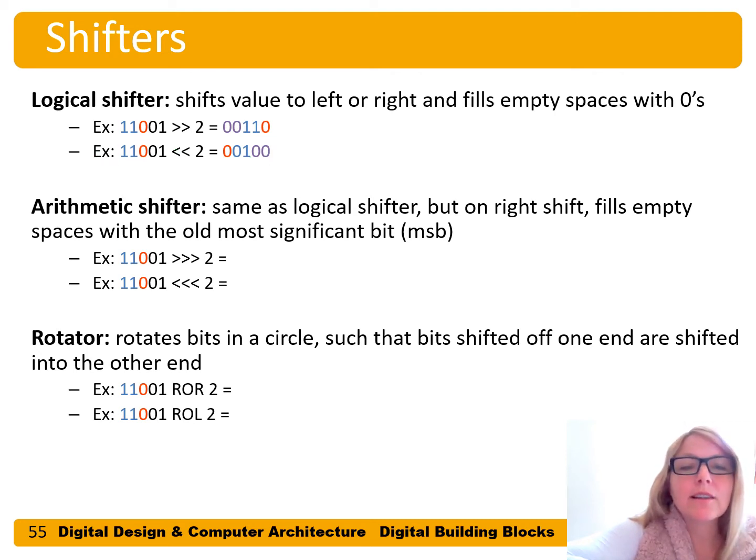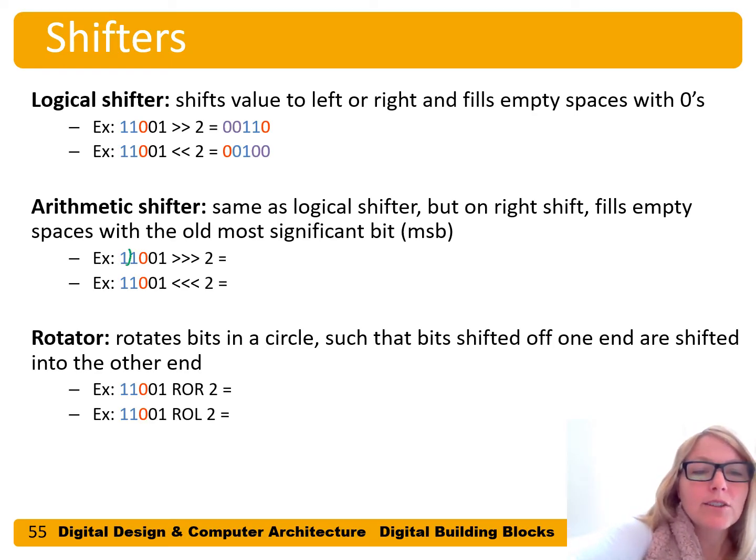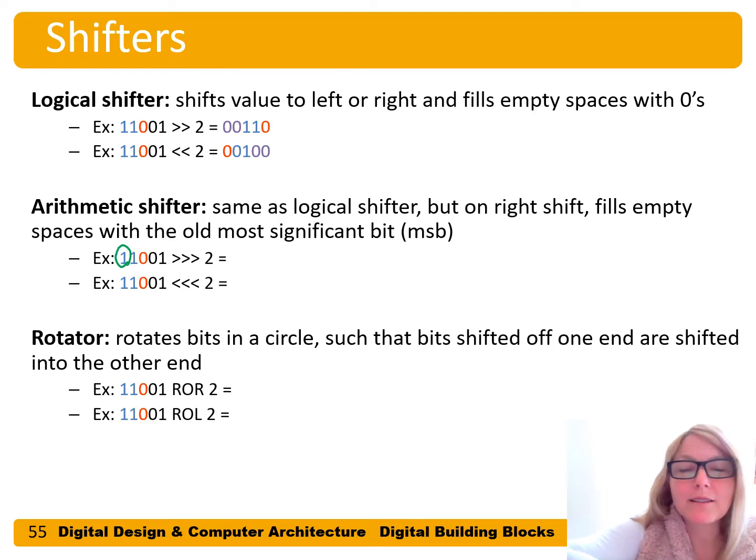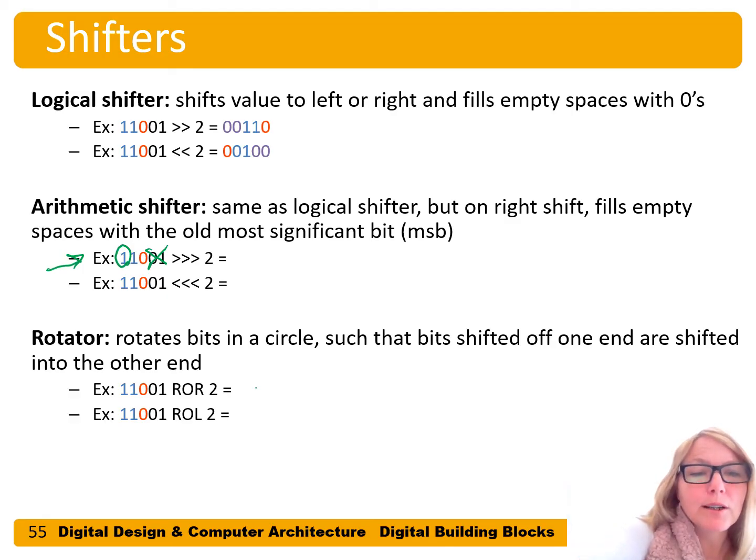Arithmetic shifters differ only in right shifts. In right shifts, instead of shifting in just zeros, we're going to shift in whatever the most significant bit is. In this case, the most significant bit is 1. So in our arithmetic right shift by 2 bits, we'll still shift off our 2 bits off the right, but instead of shifting in zeros, we're going to shift in ones. So we're going to get 1, 1, 1, 1, 0.